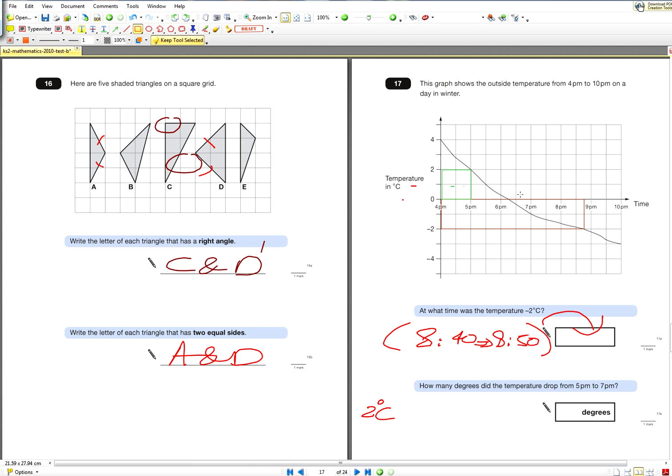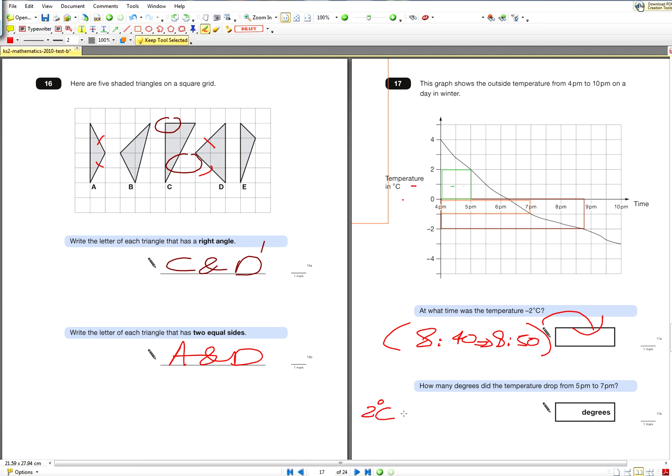7 p.m. is here, yeah? Let's start here. So what's the temperature at 7 p.m. then? -1. Okay, right. Temperature was -1. Go across -1.